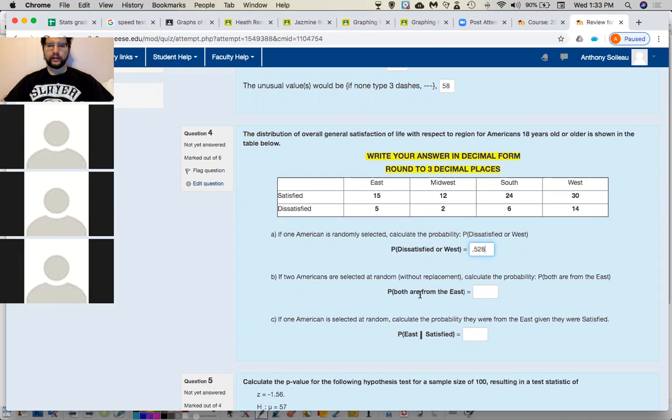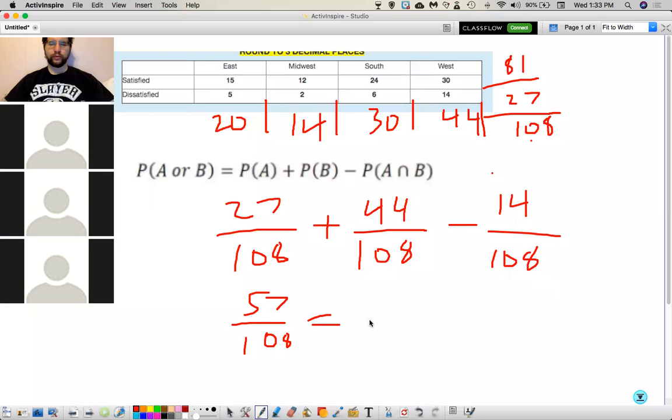All right. Okay, now this one, it says 2 Americans are selected without replacement. So we had to read that, make sure you see if it's with or without replacement. If it's without replacement, pretend you're killing the first person and then, you know, they don't exist anymore. If with replacement, well, it's the same probability times itself. So probably that both are from the east.